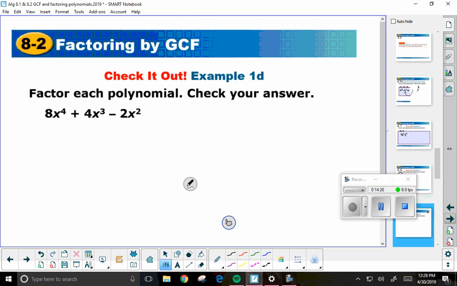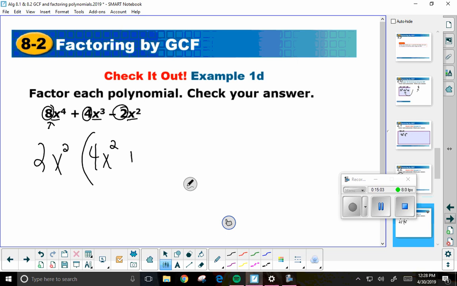This is 8x to the 4th plus 4x cubed minus 2x squared. So I see that there's at least an x squared in every term. So I'm going to put x squared right here. And then I see that's an 8 and a 4 and a 2. So the greatest common factor is going to be 2x squared. Now, what would I multiply 2x squared by to get 8x to the 4th? Well, 2 times 4 is 8, and then x squared times x squared is x to the 4th.